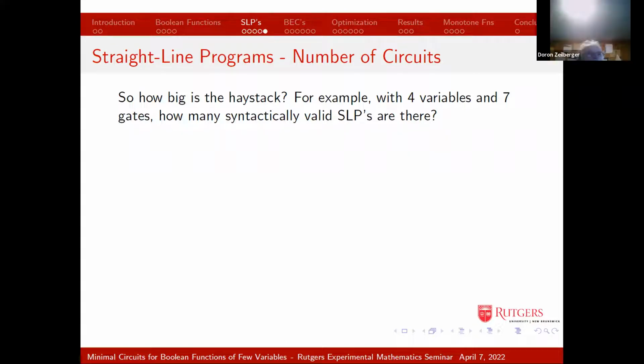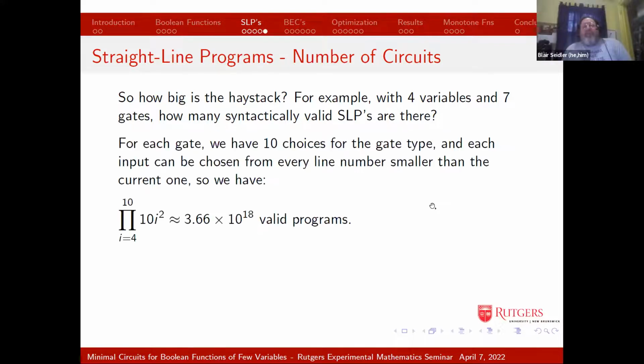10 to the power something. 10 to the something. 7. Thank you, Dr. Zay. 10 to the what? Anybody? 10 to the power 7. Okay, it's a little higher than that.